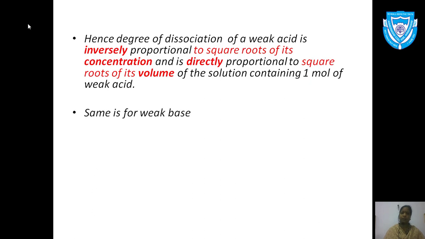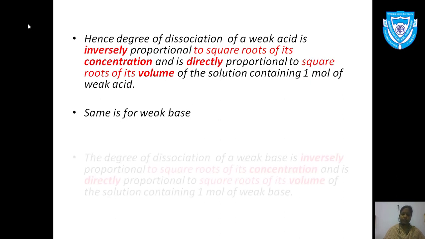Now this is the Ostwald dilution law for the weak acid, that is alpha is equal to under root Ka upon C, or alpha is equal to under root Ka into V, and this equation we have just written in terms of the statement. Now the same is for the weak base. Same formula or same law we can derive for the weak base.